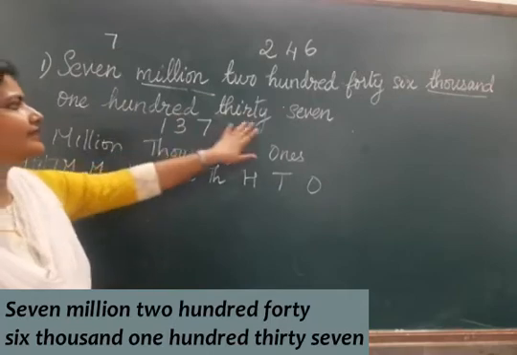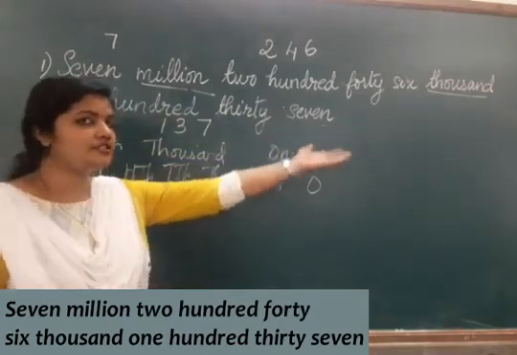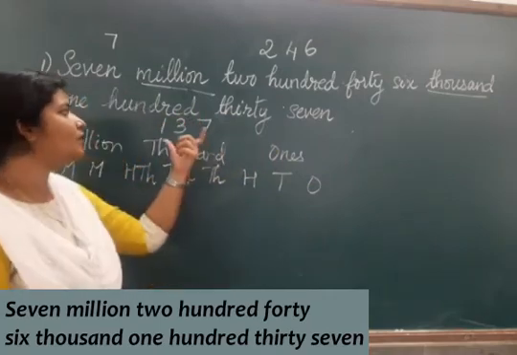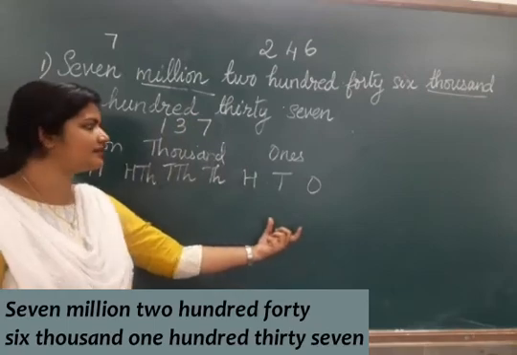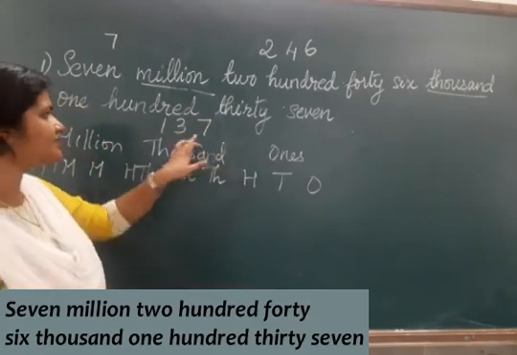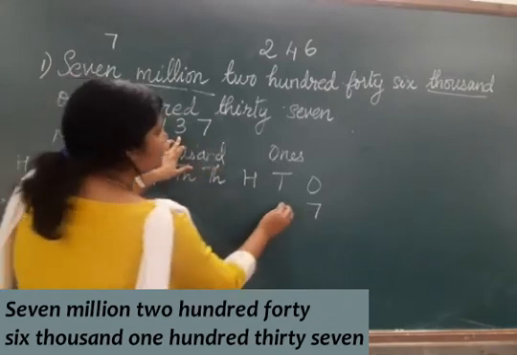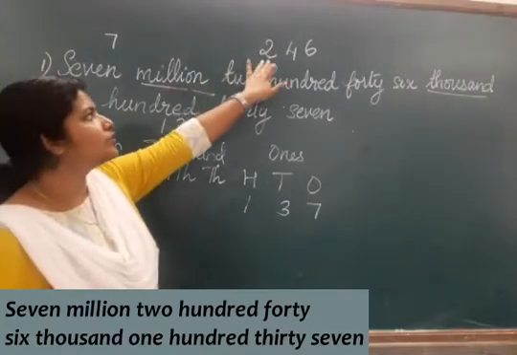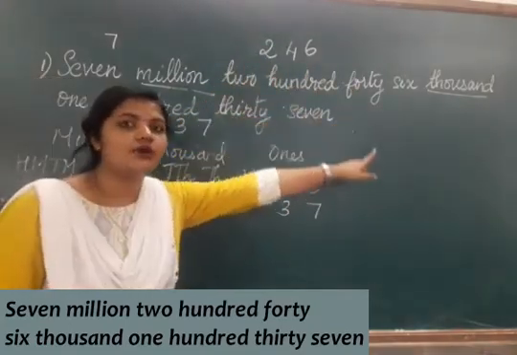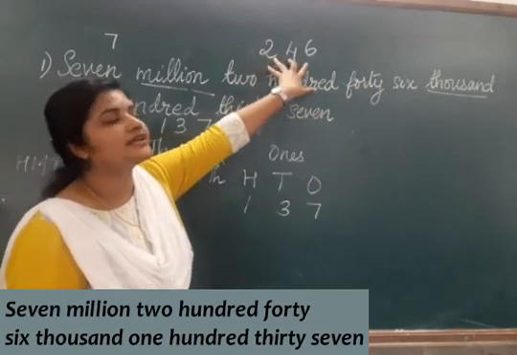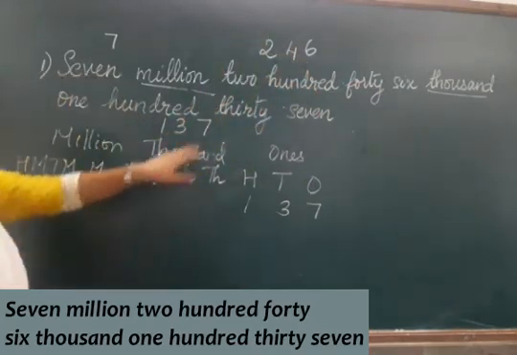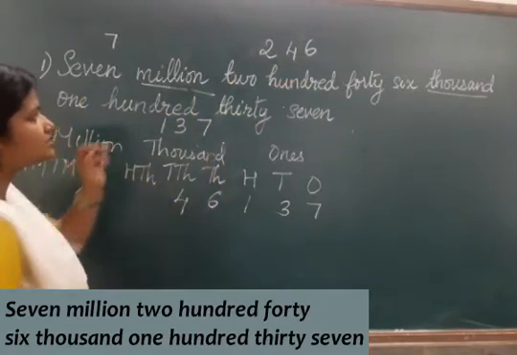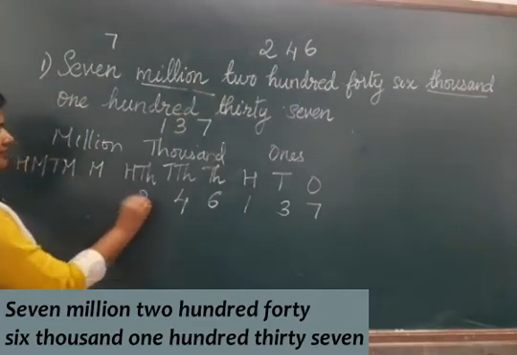As I have told, here 137, the period name is not mentioned there. So this 137 belongs to the ones period. So how can you write this 137 here? From this number you can see that 7 belongs to the ones place, 3 belongs to tens and 1 belongs to hundreds. Next we have 246 in the thousands period. So how can you write 246 in this period? 6 belongs to the thousands place, 4 belongs to 10,000 and 2 belongs to 100,000.